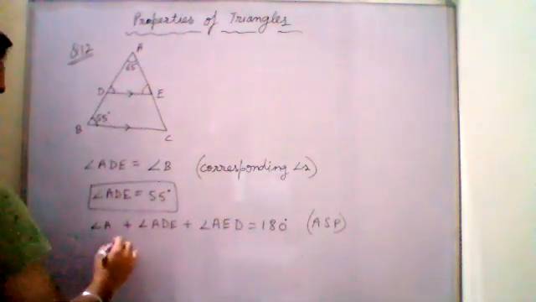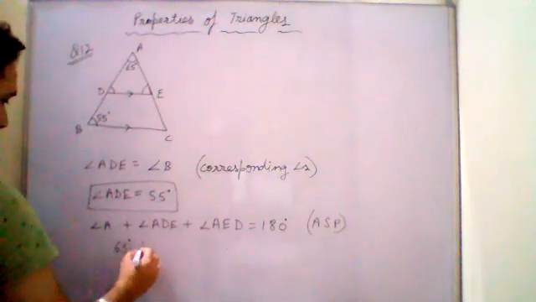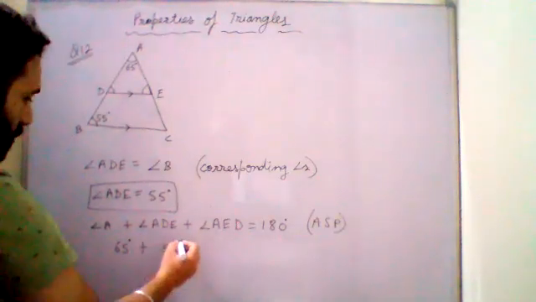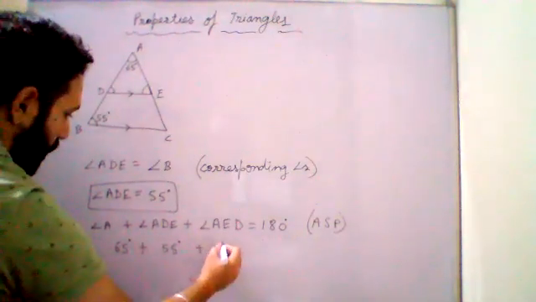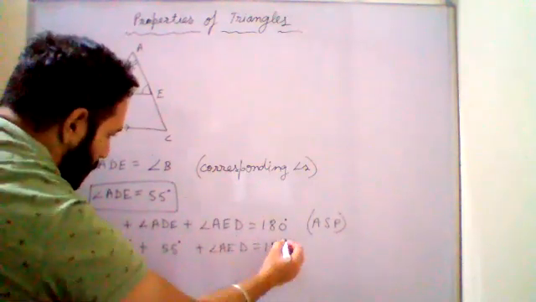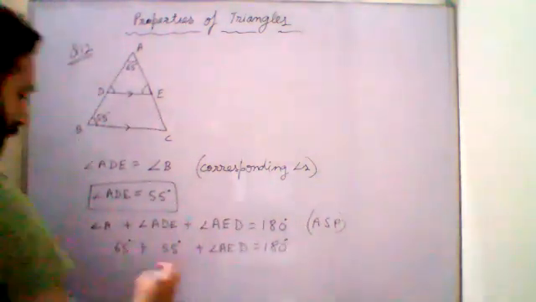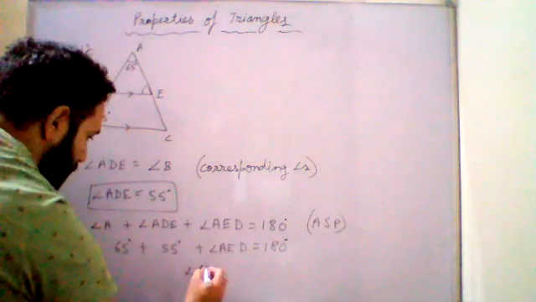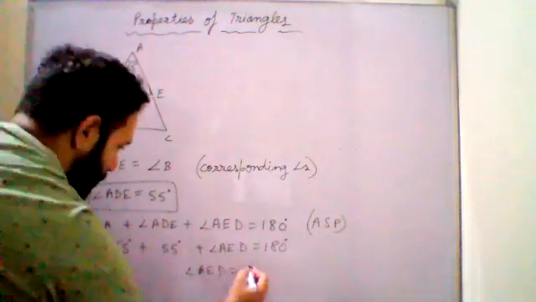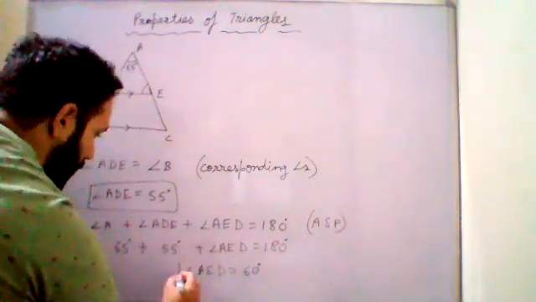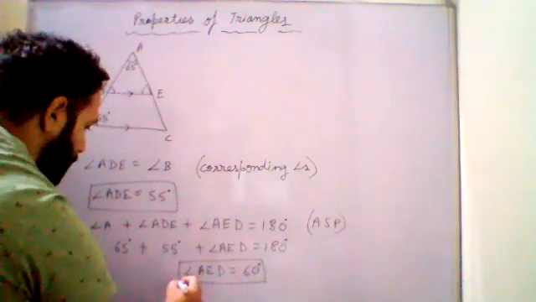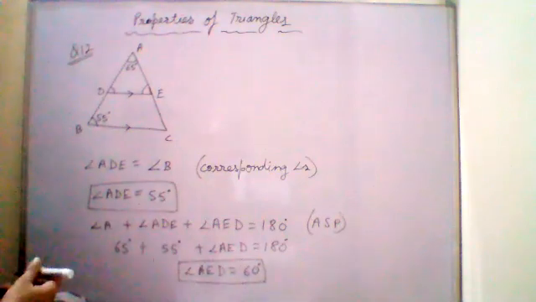Now we know that angle A is equal to 65. We know the value of angle ADE also, 55 degrees. And we have to find the value of angle AED. This we don't know. This we have to find out. So when you solve this equation, you get angle AED equal to 180 minus 120, which is 60 degrees. Angle AED equals 60 degrees. Clear to all of you?